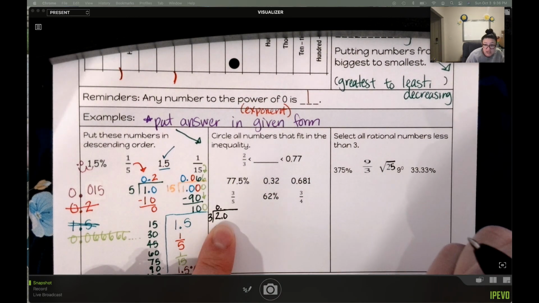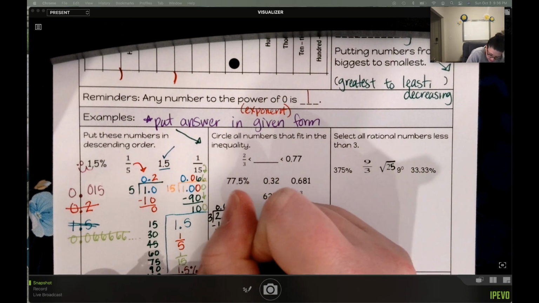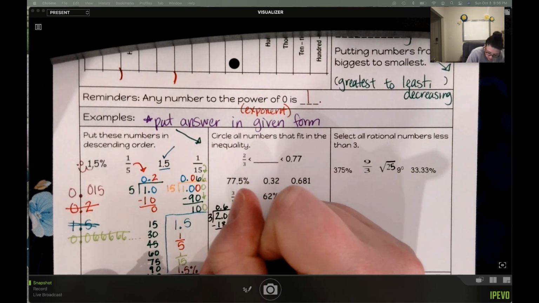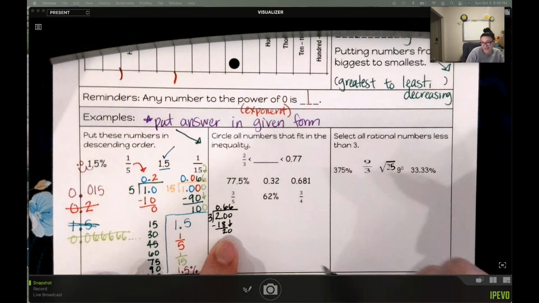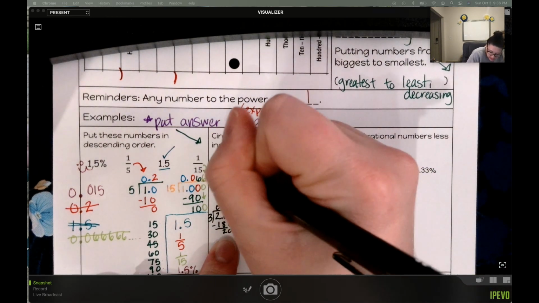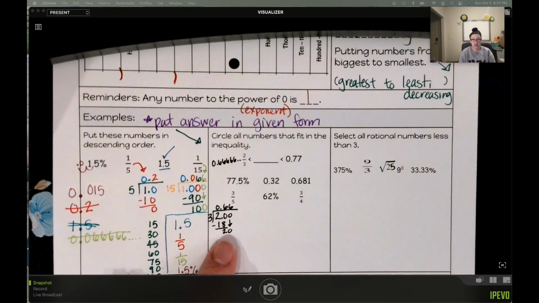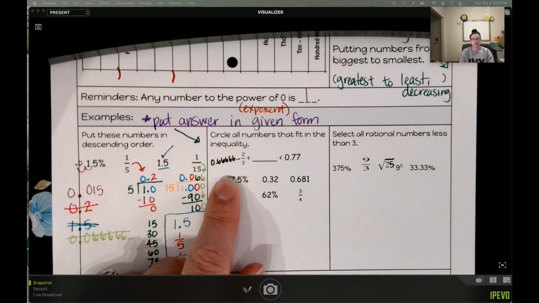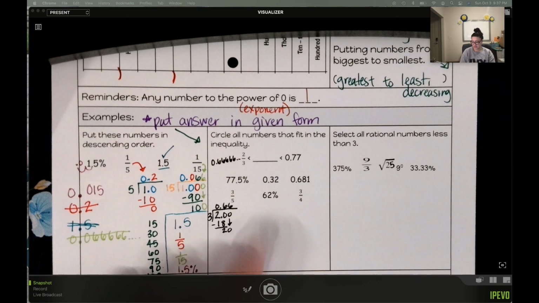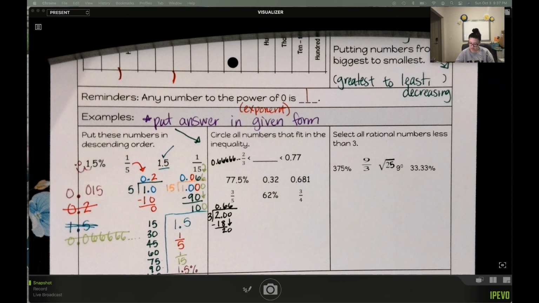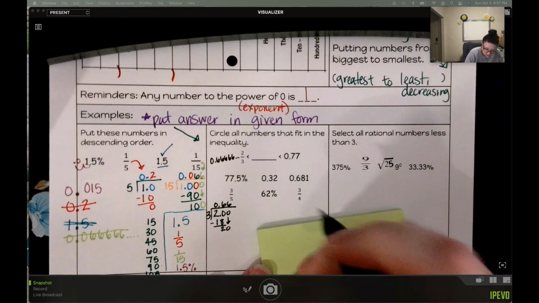3 go into 20? 6 times. That gives me 18. And I've got 20 again. 6 times. In case you forgot, 2/3 is 0.66666666 repeating. So I need to find a number that's between 0.666666 and 0.77. So let's write these numbers down.